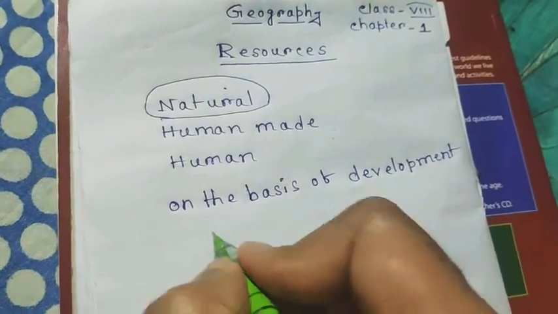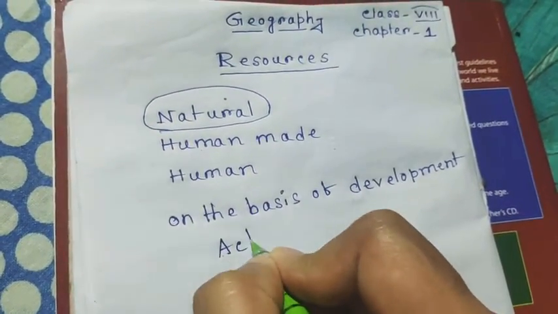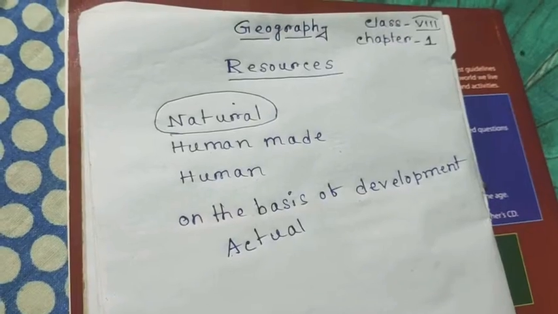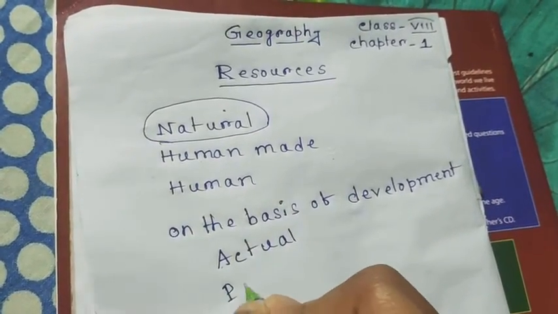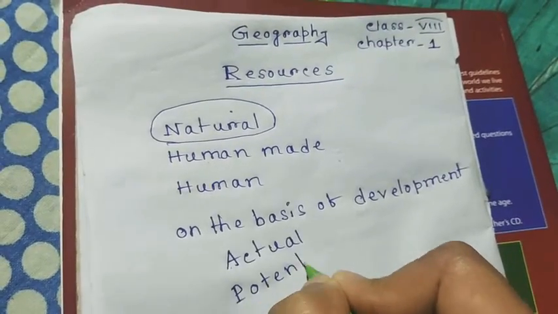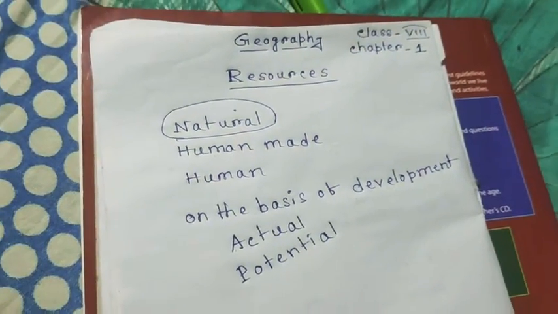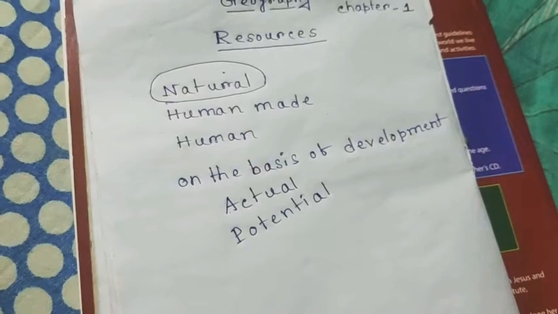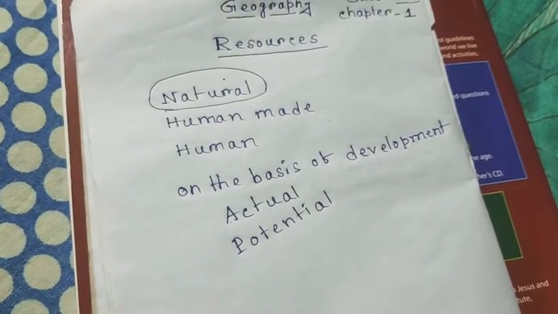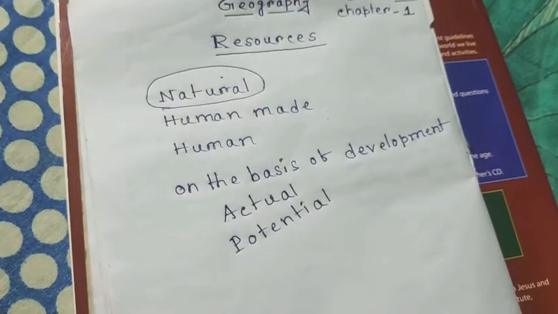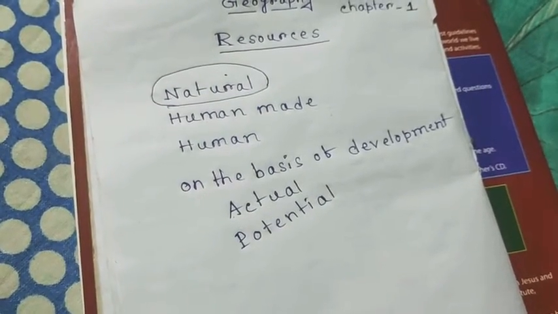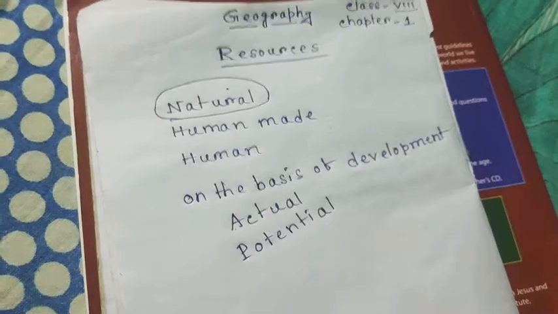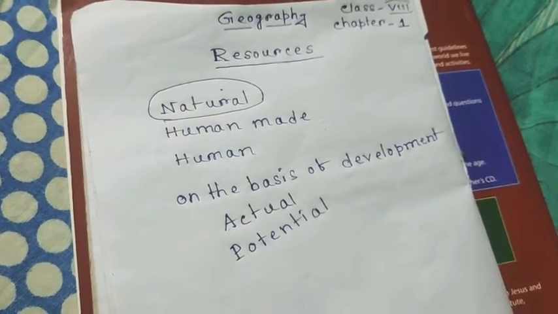One is actual resources. Another is potential resources. Now, first we will know about actual resources. Actual resources are those resources whose quantity is known, or we know about their quantity. Like the coal in the Ruhr region of Germany and also in our West Bengal, in the Raniganj and Jharia region.